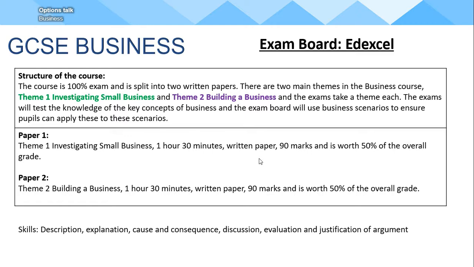So Paper 1 is based on Theme 1, is 1 hour 30 minutes. It's a written paper worth 90 marks and is worth 50% of the pupil's overall grade. Paper 2 is on Theme 2, is 1 hour and 30 minutes. It is a written paper, 90 marks, and is worth the other 50% of the overall grade. The skills the examiner is looking for is the pupil's ability to describe, explain, cause and consequence, evaluation, and the justification of their argument.